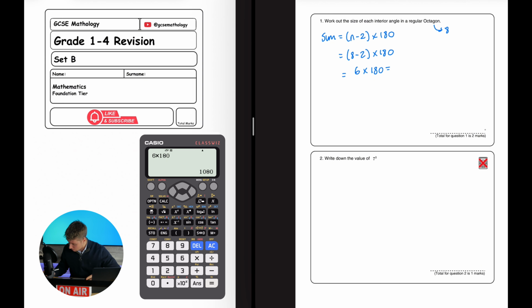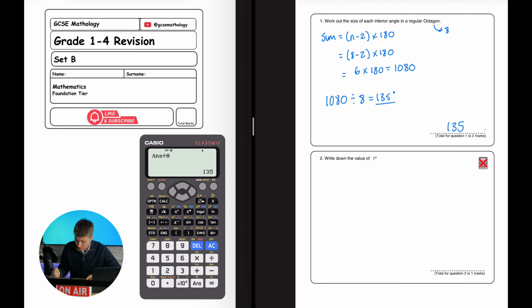is equal to 1080. And we've got 8 angles within them. So to find out how much one angle is worth, we're going to do 1080 divided by 8. So 1080 divided by 8 is equal to 135 degrees.